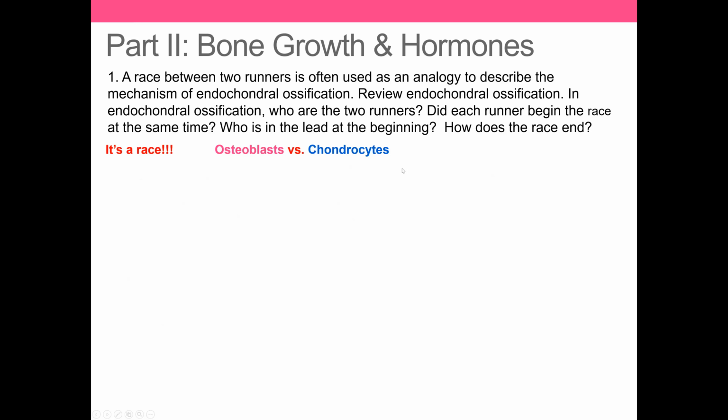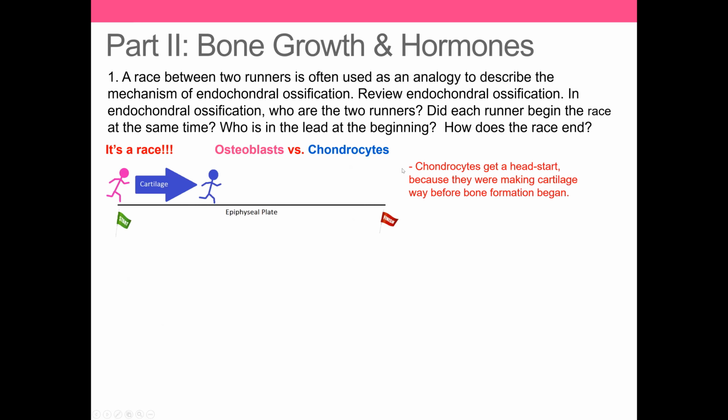So if we look at the beginning of the race, we have chondrocytes in the lead. This is our little race line, and this is all taking place at the epiphyseal plate. The chondrocytes are the little blue guys, the osteoblasts are the pink guys. The chondrocytes got a head start because they were making cartilage way before we ever started making bone. Remember, we started with the cartilage model, so we started with hyaline cartilage already in place. So the chondrocytes have been making cartilage since way before any osteoblasts showed up, and they are in the lead of the, quote, race at the beginning.